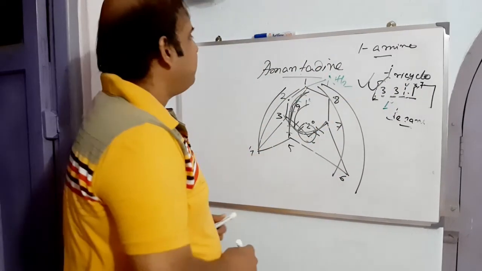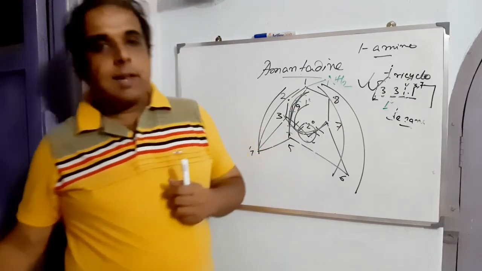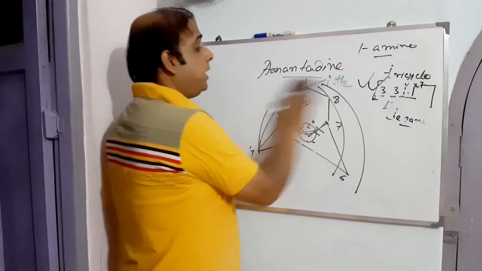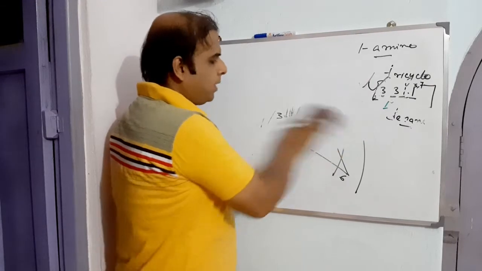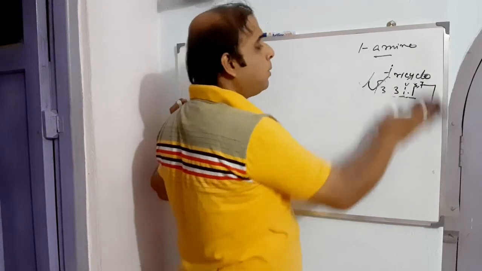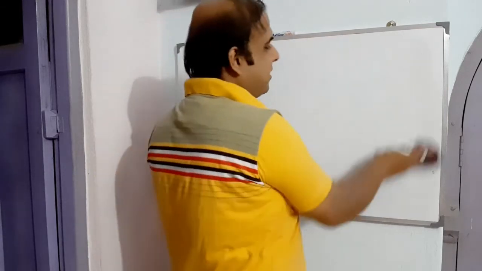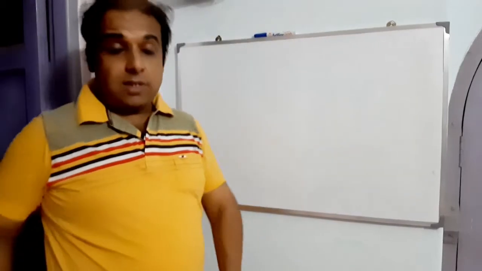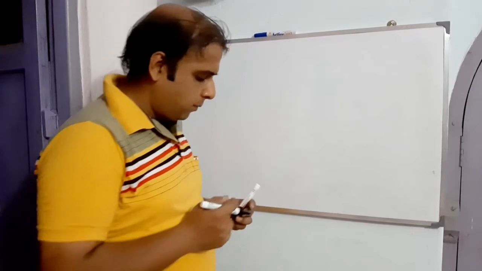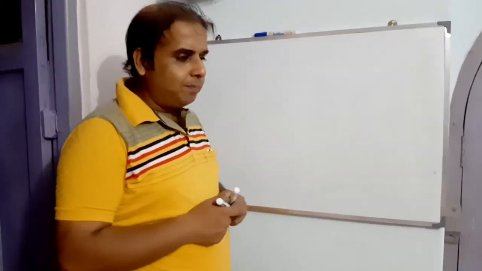Now let us bring another example, in which we'll incorporate the hetero atom, because this is a carbocyclic system, and that too a tricyclic system. Now let us bring another tricyclic system in which the hetero atoms are there.